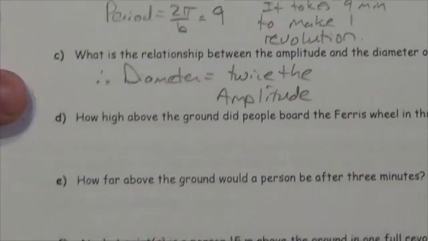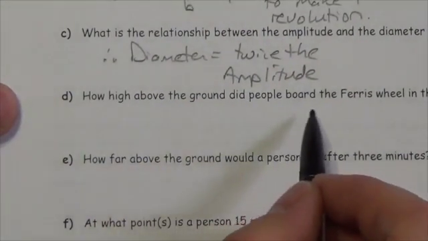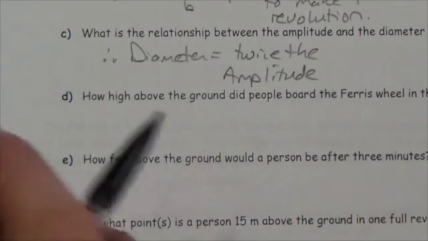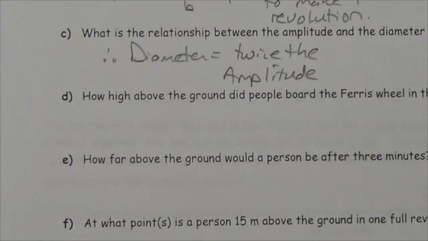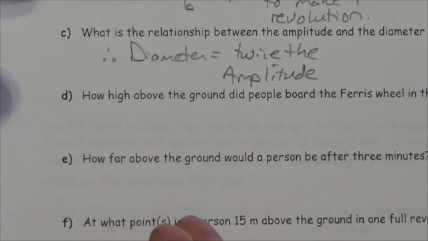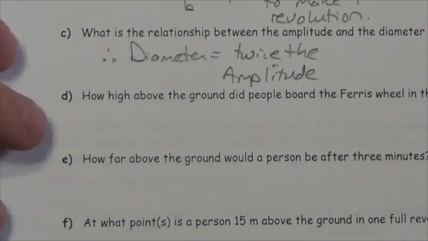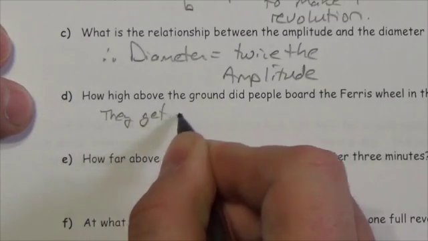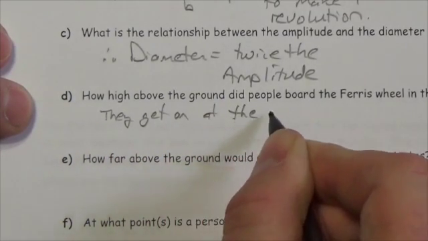Okay? Now, let's take a quick look here. How high above the ground did the people board the Ferris wheel in this scenario? Okay, well, actually, I don't even need to really look at the equation. How high did they board above the ground? Well, we're assuming that when the people get on the Ferris wheel, they get on at the minimum height. Okay, so that's the assumption here.